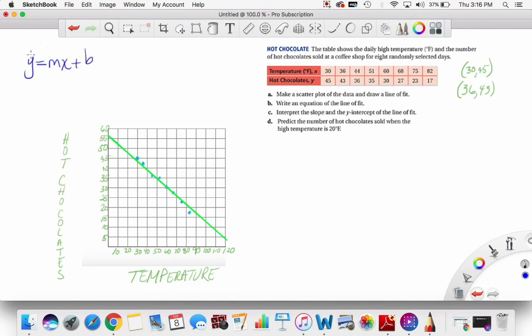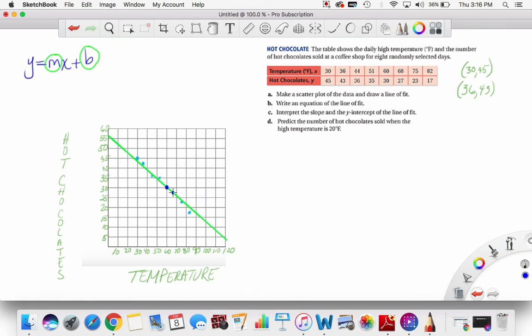Okay, so this is slope-intercept form here. And what we need in order to do this is we need the slope m, and we also need the y-intercept b. Now, in order to find the slope, we have to have two ordered pairs. So let's choose two ordered pairs. I'm going to take this one right here because it's already on the line and it's from the data set.